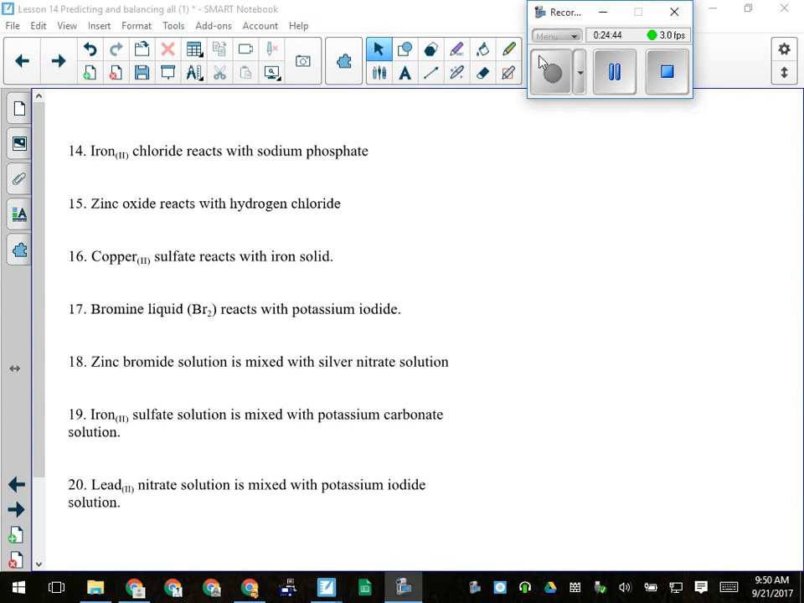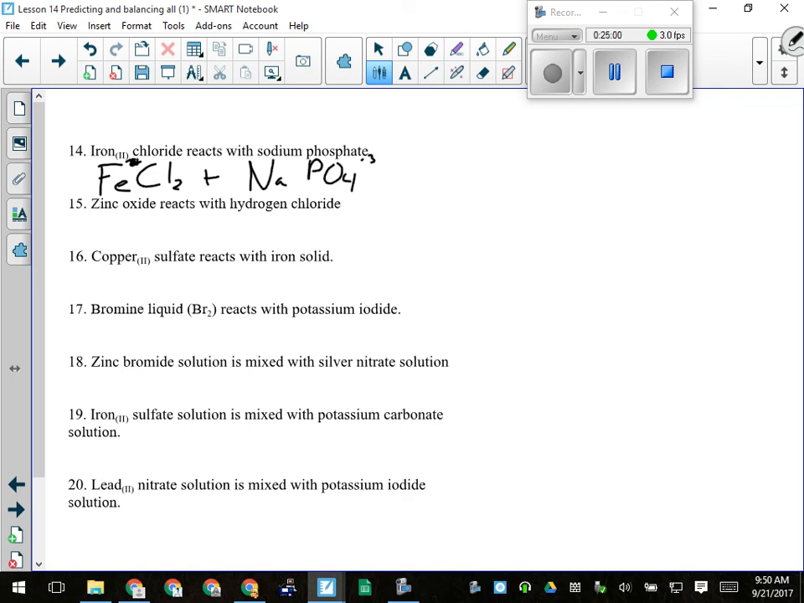Okay, so let's look at 14 here first. So we got iron 2 chloride. All right, so that's going to be Fe, that's got the 2 plus, with chlorine, that's 1 minus, so FeCl2 is reacting with sodium phosphate, that's Na with PO4. That's a -3, this is a +1, so we're going to have Na3PO4. All right, so those two things are reacting.